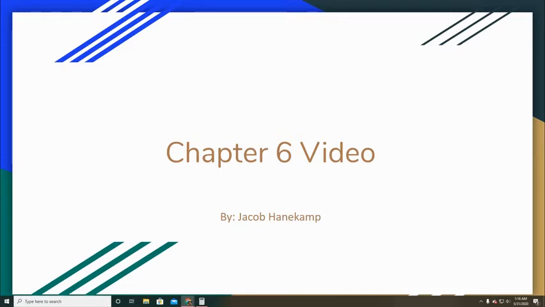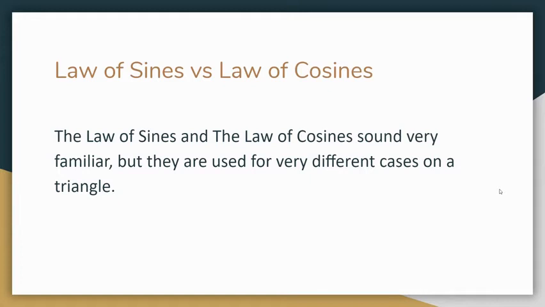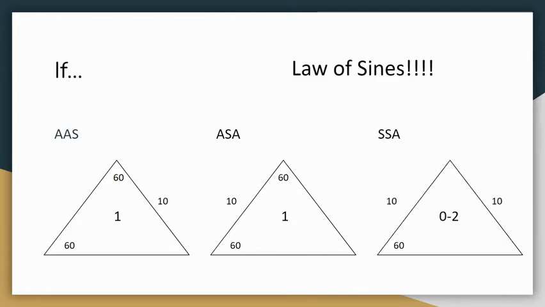Starting off with the Law of Sines versus the Law of Cosines. These both sound very familiar. They sound very similar, but they're actually used for very different cases in a triangle. So if you have angle, angle, side, angle, or side, angle, you will have the law of sines.